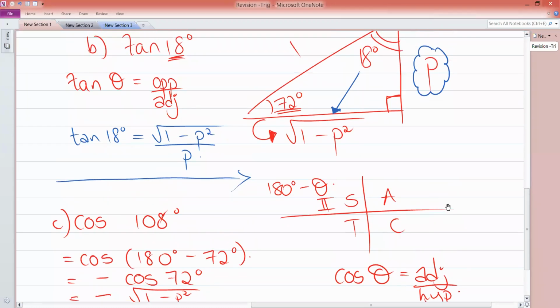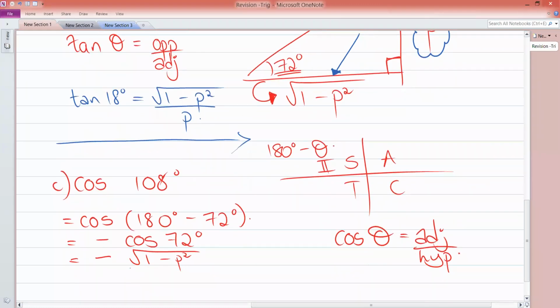Remember, we're dividing by 1. You can choose to put the 1 in, but it's not necessary. You don't have to show the division by 1 because anything divided by 1 is itself. So you can just leave your final answer as negative the square root of 1 minus p squared. Any questions?